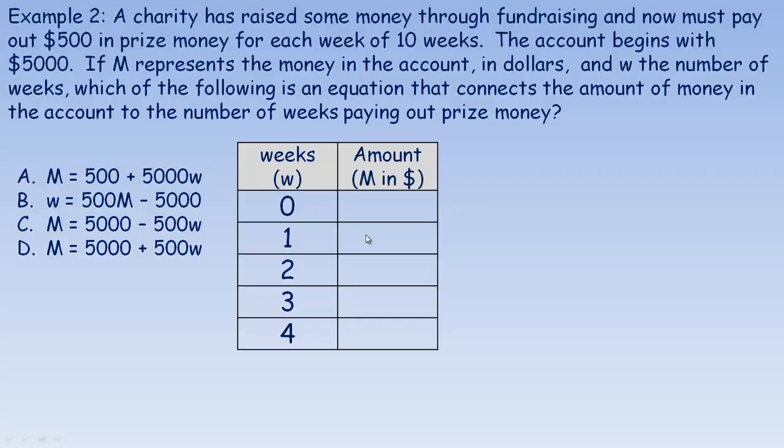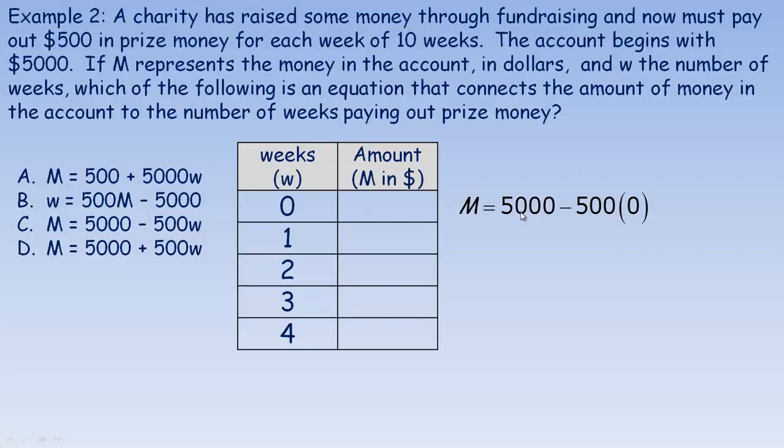Very similar table to the last one. So let's just take a look at some calculations here. So at the beginning, we would use 0 to represent the number of weeks that have passed. So if no money has been paid out, this calculation gives you how much money the account starts with.